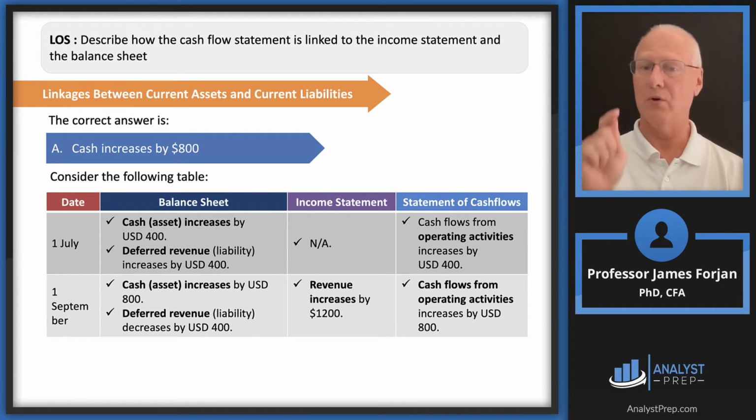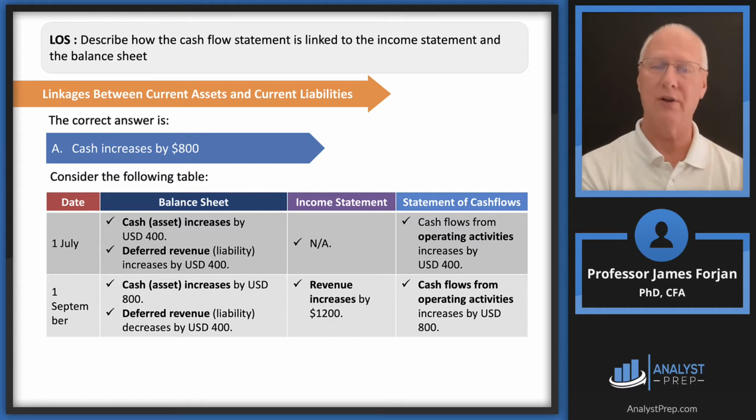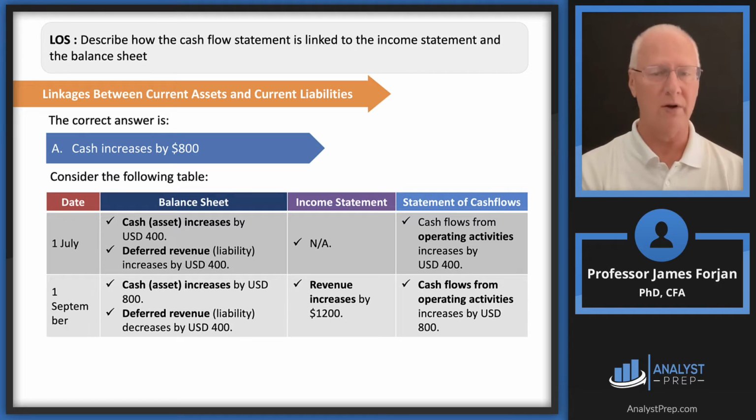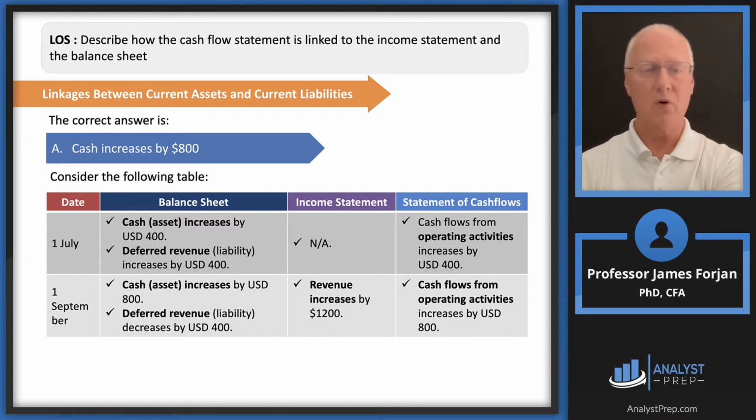So this is important here. Note, nothing happens on the income statement, right? We haven't earned that revenue. So deferred revenue, some people call it unearned revenue, some people call it whatever they want to call it, but make sure you know that it's a liability. It has no impact on the income statement, but of course, we receive the cash, so we have to report that on our statement of cash flows.